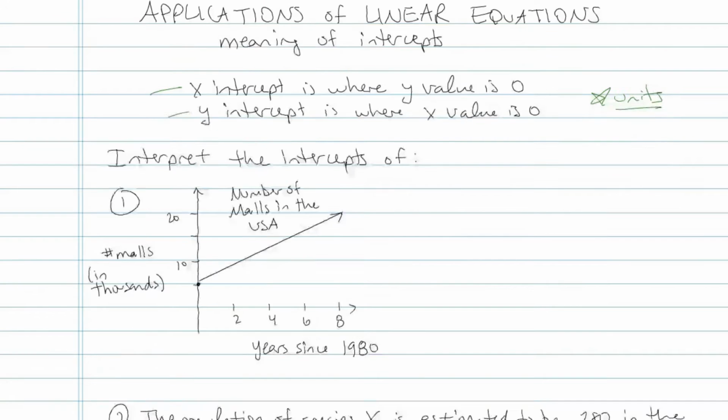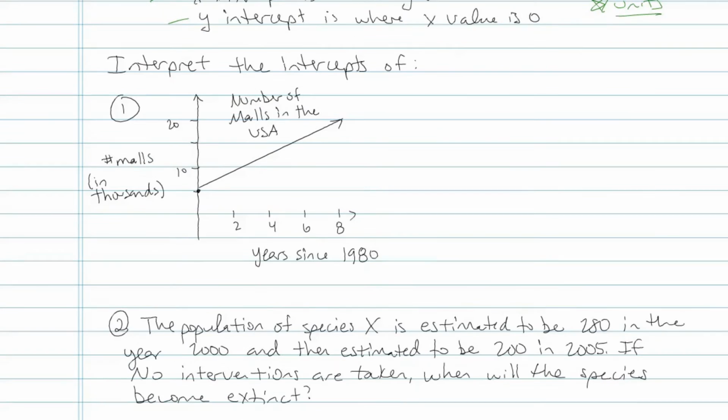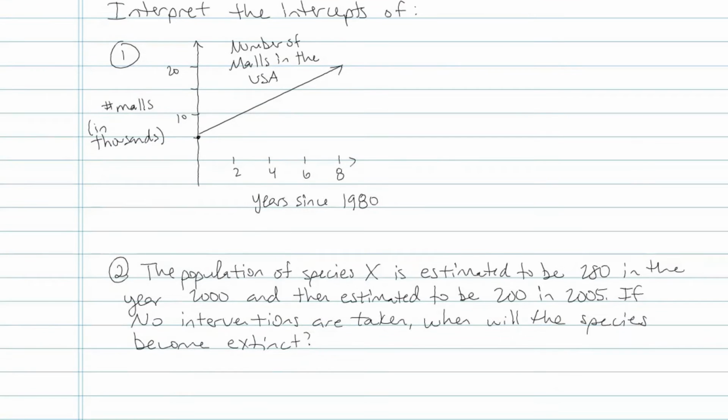What are we measuring? What are we talking about on the x and y axes? Okay, so it says interpret the intercepts. In problem 1 we're given a graph. The title is Number of Malls in the United States. And by the way, I should say that I made this stuff up, so don't quote me. The x-axis scale goes by 2's, and it's called years since 1980. So this first line is 1982, this one's 1984, 1986, etc. Then on the y-axis we have number of malls, in thousands. So the number that's marked is 10, that represents 10,000, 15,000, 20,000, etc.